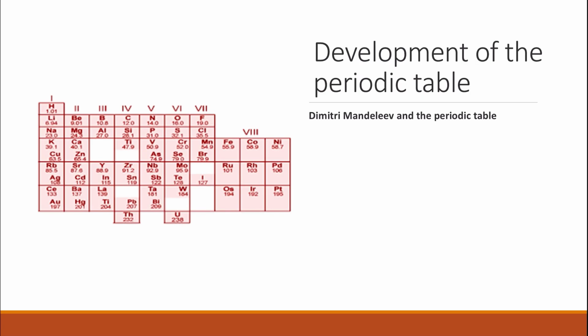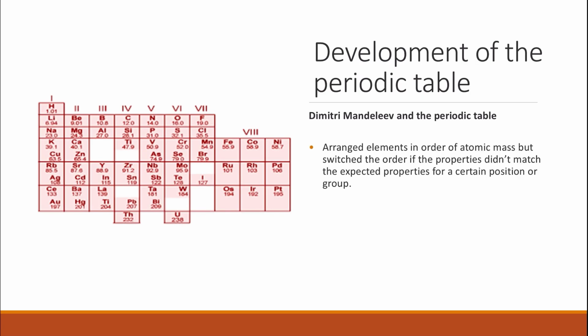Then came Dmitri Mendeleev, and he started to create his periodic table. In his table, he still arranged the elements based on their atomic mass. However, he also took the properties of the elements into account. So he switched the positions of some elements to make sure that a group or a column would have elements with similar properties.